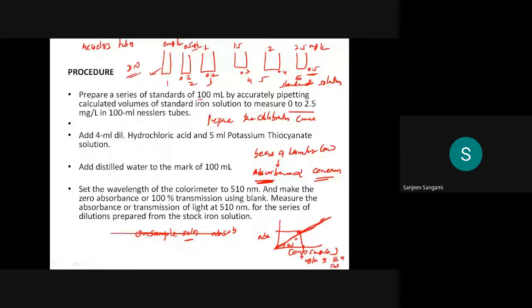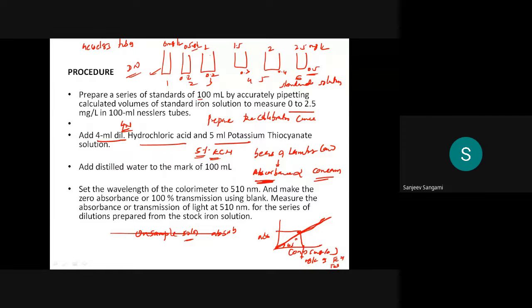Then how do we prepare the standard solutions? For 0, you take distilled water, then add 0.5 milligram per liter of iron, 1 milligram per liter, 1.5, 2 and 2.5 milligram per liter of iron. For each of these, you have to add 4 ml of 4 normal HCl and 5 ml of 5% KCl. For the distilled water, 5 ml of 5% KCl you have to add. For the second one, iron solution, 4 ml of 4 normal HCl plus 5 ml of 5% KCl.